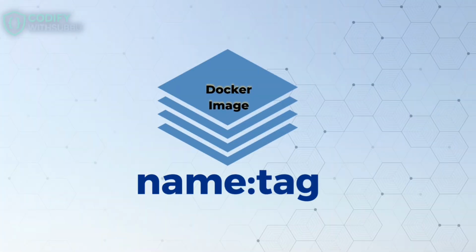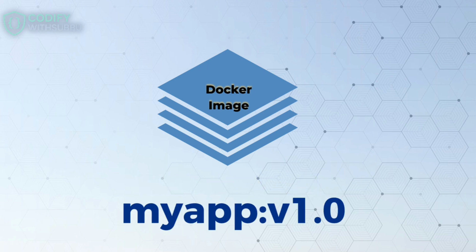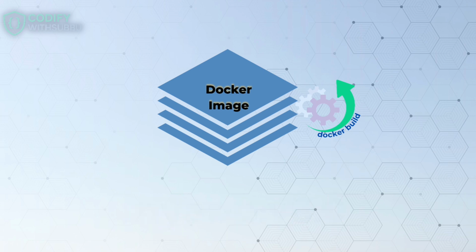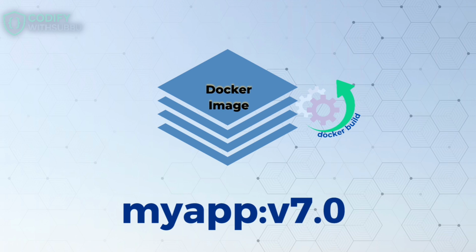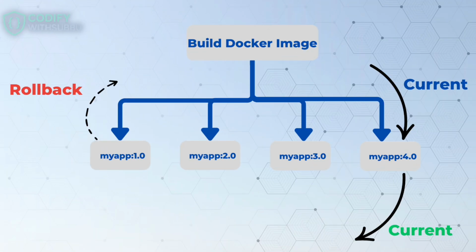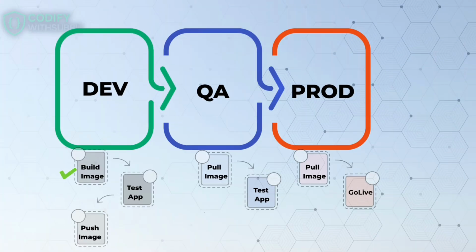Every Docker image has two parts, a name and a tag. Think of tag as the version number. As you improve your Dockerfile by adding new functionalities or updates, you can build new images with the same name but with different tags. This makes it easy to manage your application versions and roll back if something breaks. And that is a first look at how Docker builds and manages your application.